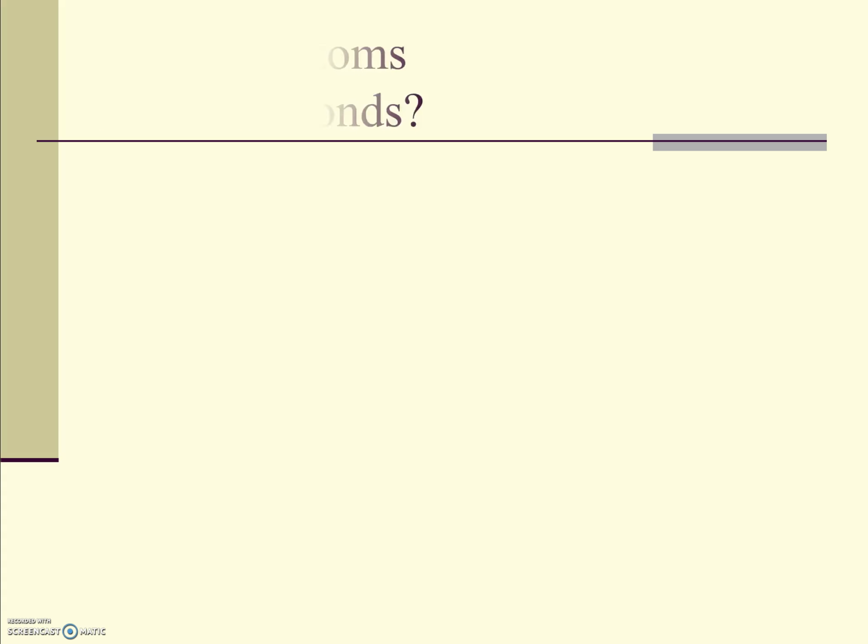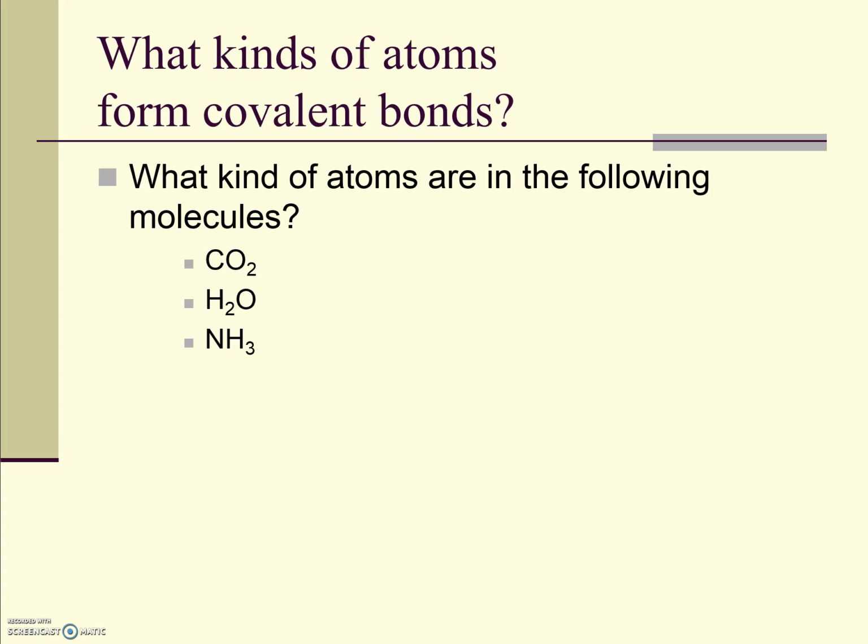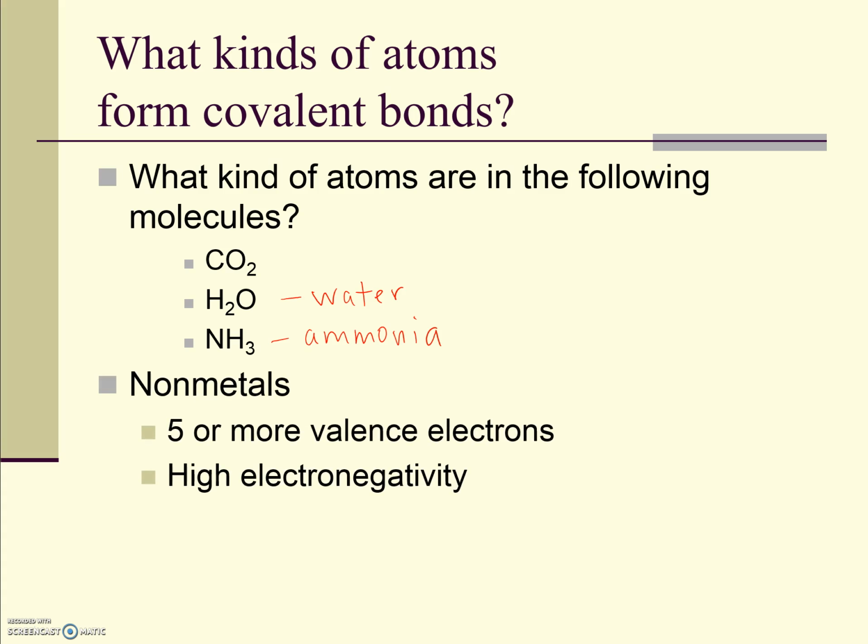And so what kind of atoms form covalent bonds? Well, what kind of atoms are in these molecules? If we look here, think about how we would name all of these, okay? We would name this carbon dioxide, dihydrogen monoxide, nitrogen trihydride. Do you know what the common names for both of those are? I'm guessing you know this one is water. And the common name for this one, I've started to point it out a lot. We're just going to get to know it. This is ammonia.